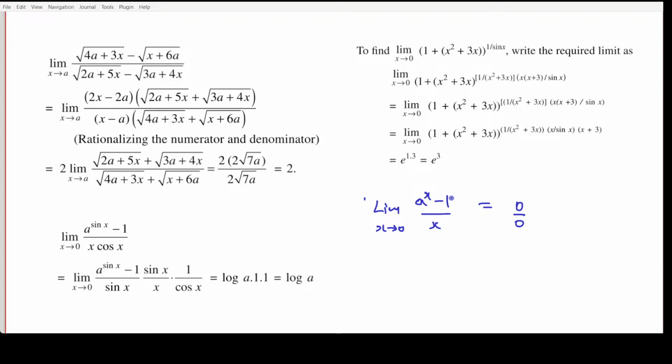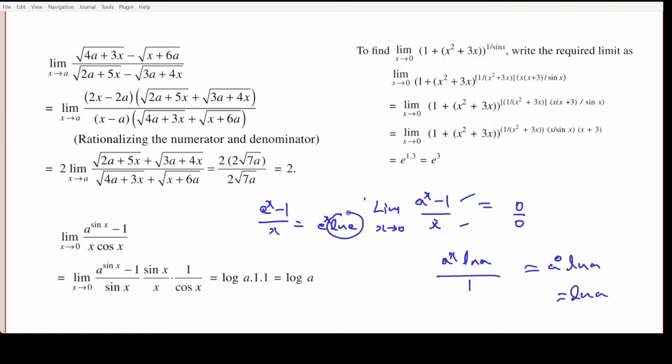Now we have to apply L'Hopital's rule to resolve the issue, right? We differentiate the numerator and denominator. If you differentiate the numerator, what will happen? a power x ln a. If you differentiate the denominator, what will it become? It will become 1. Now you can substitute 0, right? It becomes a power 0 ln a, which is equal to ln a. So this you are clear, no? Now let's say e power x minus 1 by x. What exactly is this? This becomes e power x ln e by 1, ln e by 1. That's it, right?